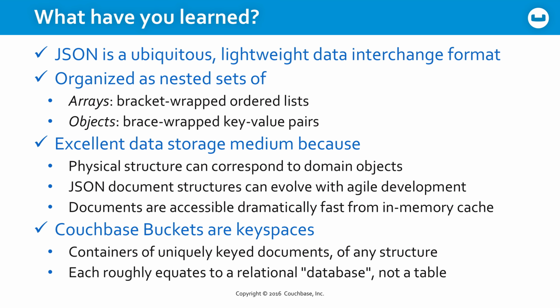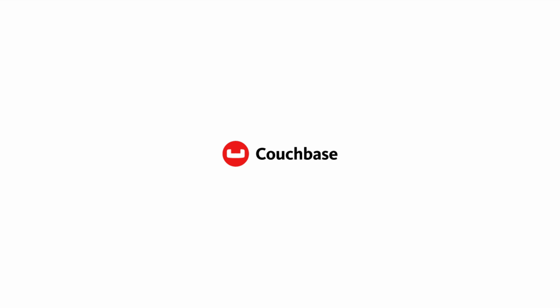Last, we learned that Couchbase buckets are key spaces. They're containers of uniquely keyed documents of potentially any structure. Each of these buckets roughly equates to a relational database, not a table, however. You have the functional equivalent of a table when you choose to work with documents of a generally similar format. Although, as you'll learn, our querying language N1QL easily accounts for missing values and completely missing attributes. We've got a lot more to cover. Stick around.